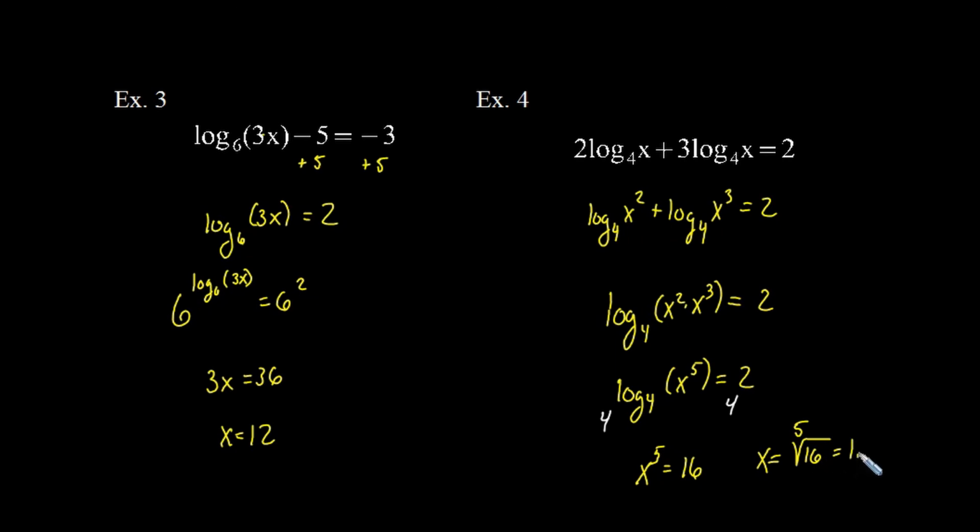This ends up being 1.7411. And that ends up being our solution. So some very basic, introductory examples for how to solve logarithm equations. Remember that the key there is that we want a single logarithm value, whatever it is, so that we can then exponentiate both sides. And that is your goal.